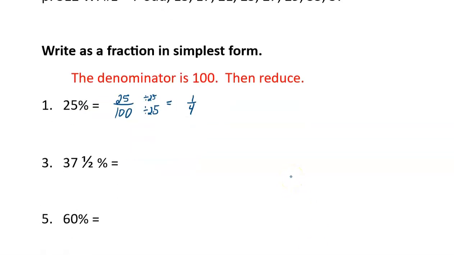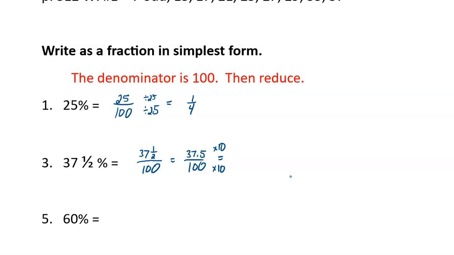Number 3, 37.5% means 37.5 per 100. It might be helpful to think of this as 37.5 over 100. But now we need to give our answer in simplest form. And a fraction in simplest form is not going to have a combination of a decimal and a fraction. So let's multiply top and bottom by 10.